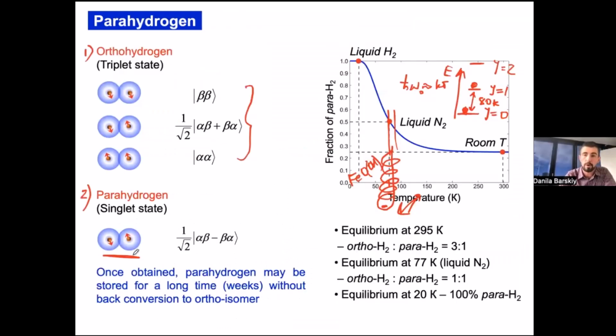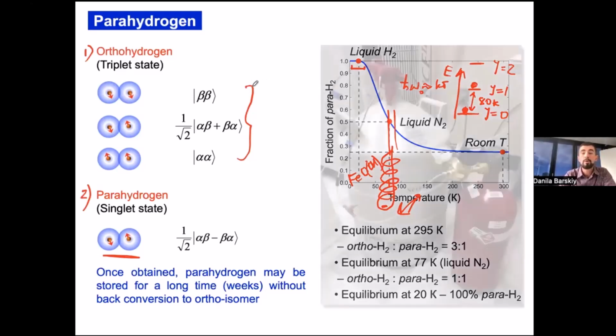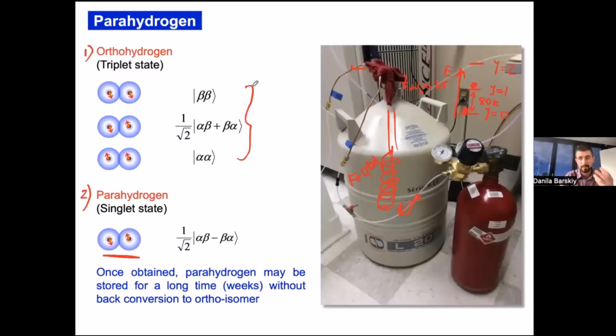For example, if we go to the temperature of liquid helium, and already at about 25 Kelvin, we can have almost 100% parahydrogen enrichment. So that's the beauty of this approach. You can obtain parahydrogen relatively easily. You can relatively easily obtain this enrichment. And second, it's very easy to store.